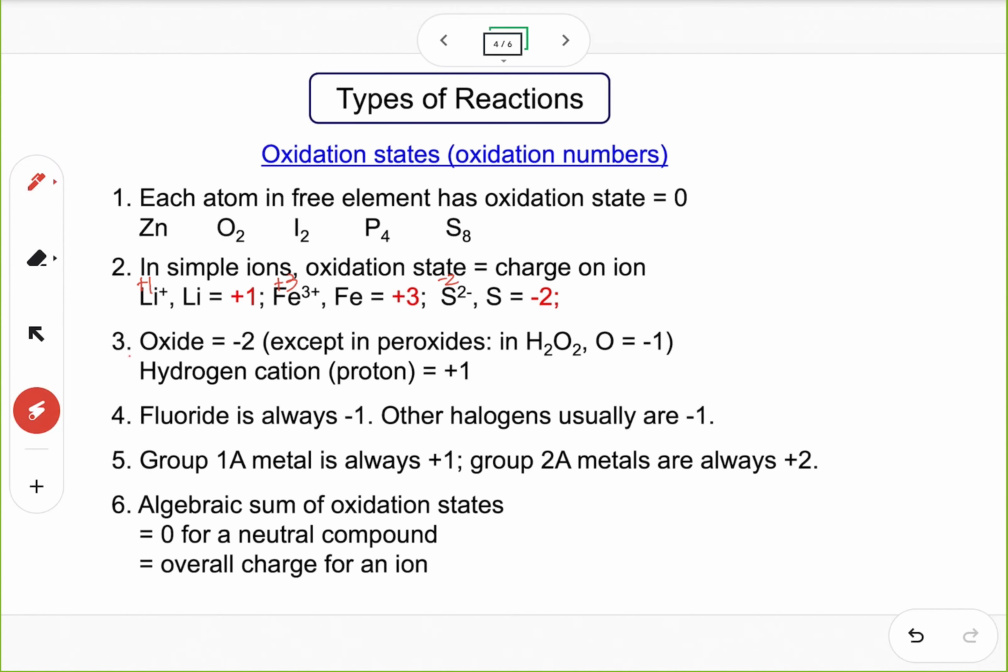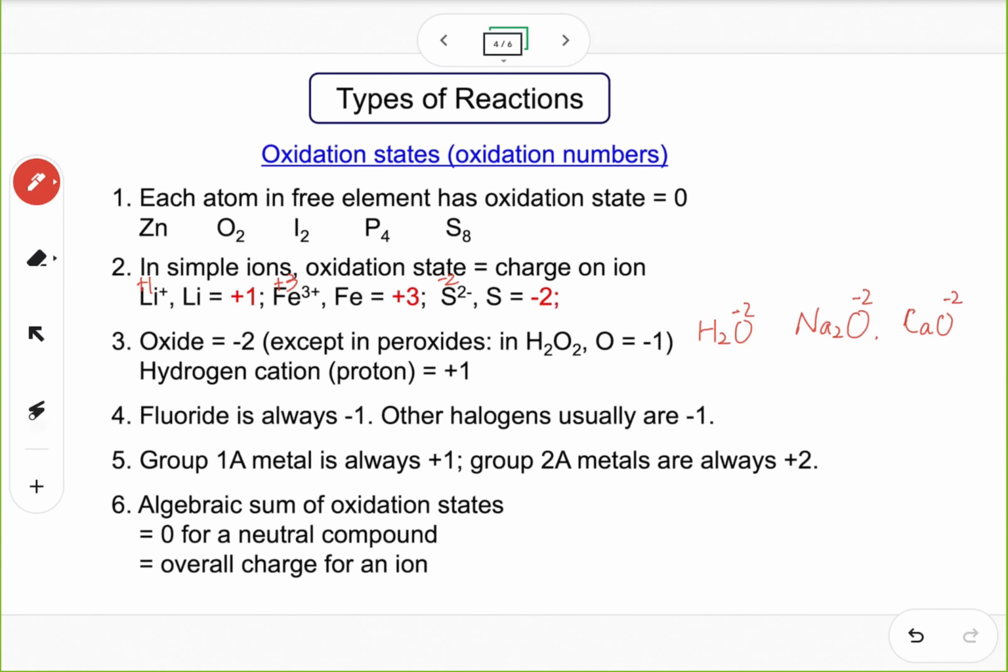Rule number 3, oxide usually has an oxidation state of -2. Like water, we talked about that a moment ago. Okay, -2 in this case. And sodium oxide, -2, right? And, okay, let's see, calcium oxide, -2.